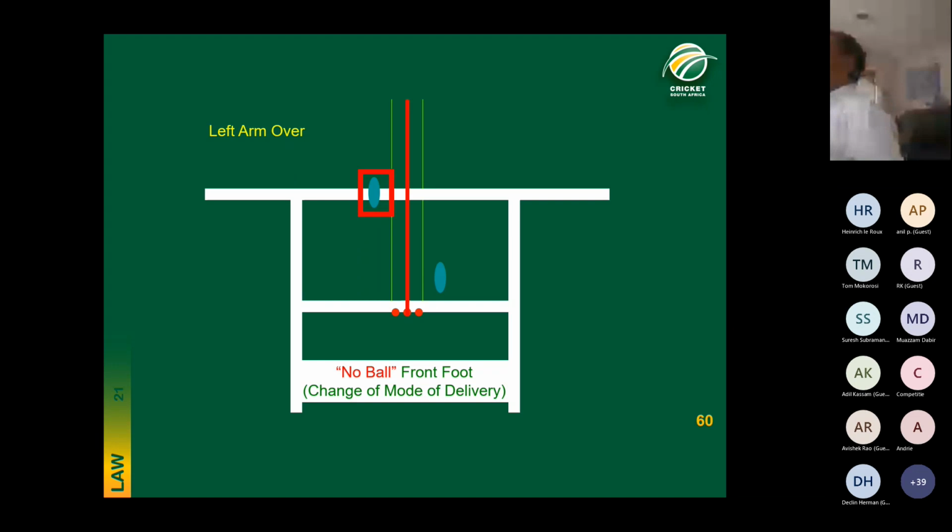So now this should have been a left arm over the wicket bowler. If the bowler now puts his foot this side of the imaginary line from middle stump to middle stump, the law sees it as the bowler now bowling around the wicket. Hence, you need to call and signal no ball.